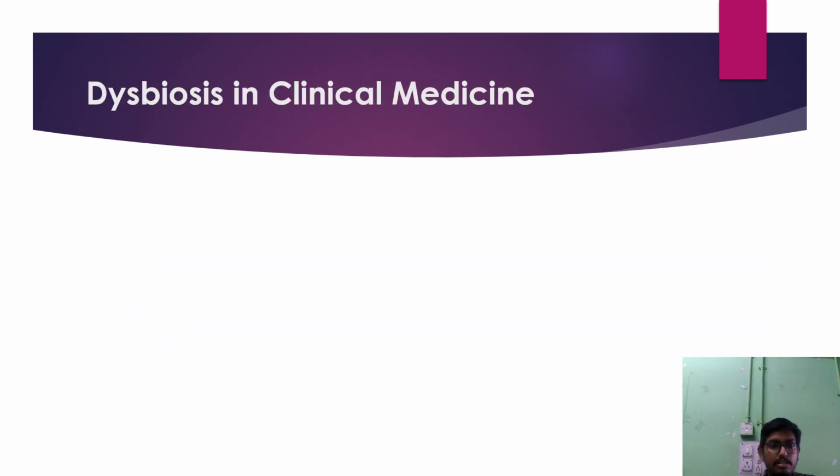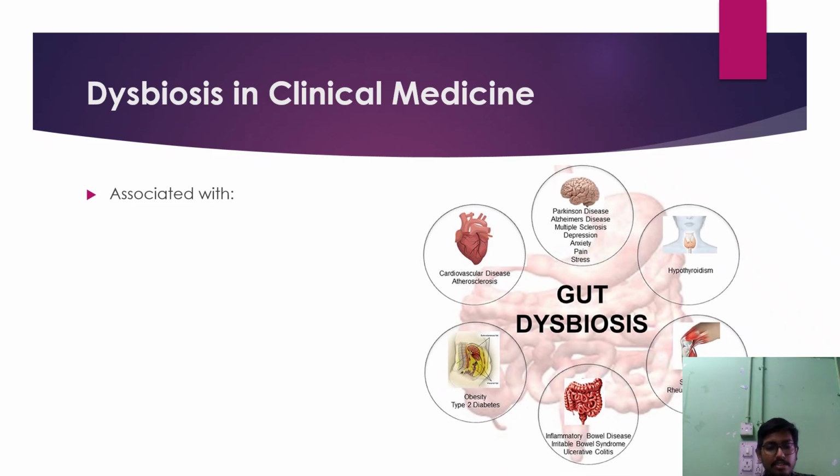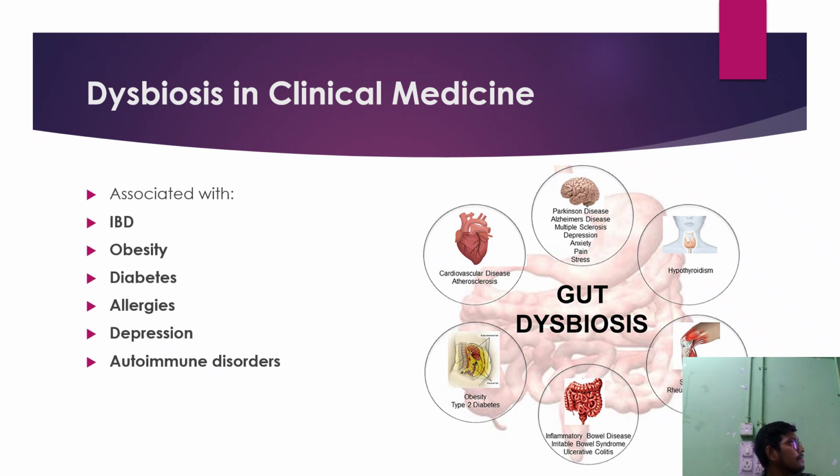Now, what is dysbiosis in clinical medicine? There is gut dysbiosis. If the bacterial flora in the gut is disrupted, many diseases will occur. There can be cardiovascular disease, atherosclerosis. There will be neurobehavior disorders like Parkinson's, Alzheimer's, depression, anxiety. There can be obesity, type 2 diabetes. Then gut problems like inflammatory bowel disease and irritable bowel syndrome. So dysbiosis is associated with IBD, obesity, diabetes, allergies, depression, autoimmune disorders, etc.